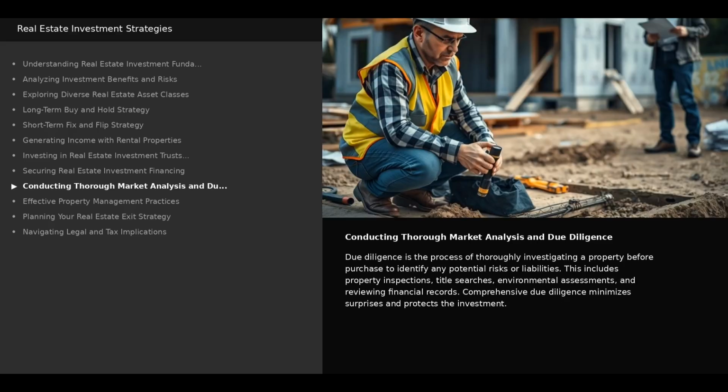Due diligence is the process of thoroughly investigating a property before purchase to identify any potential risks or liabilities. This includes property inspections, title searches, environmental assessments, and reviewing financial records. Comprehensive due diligence minimizes surprises and protects the investment.